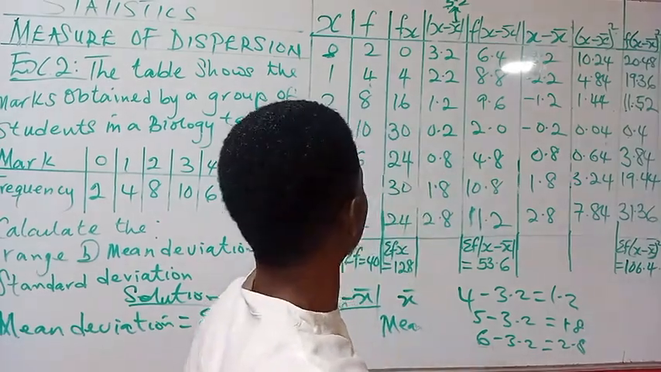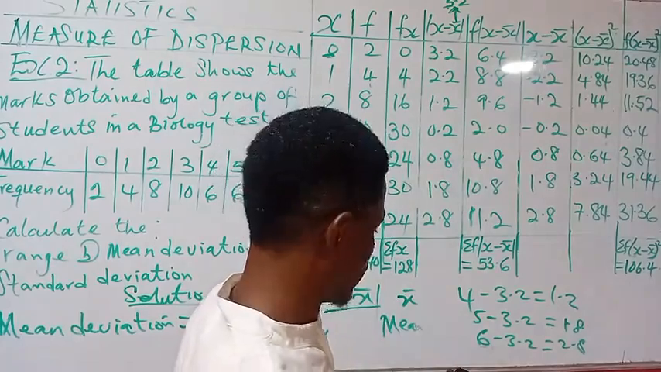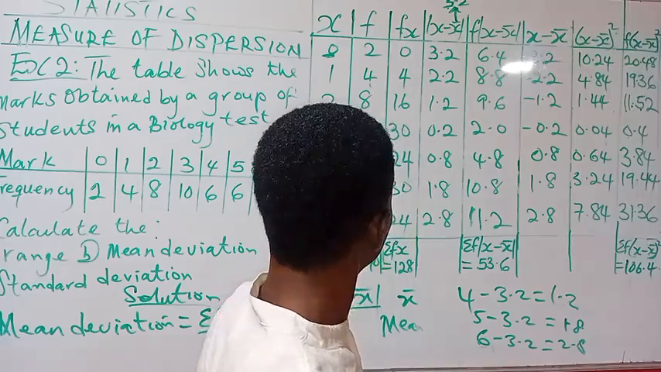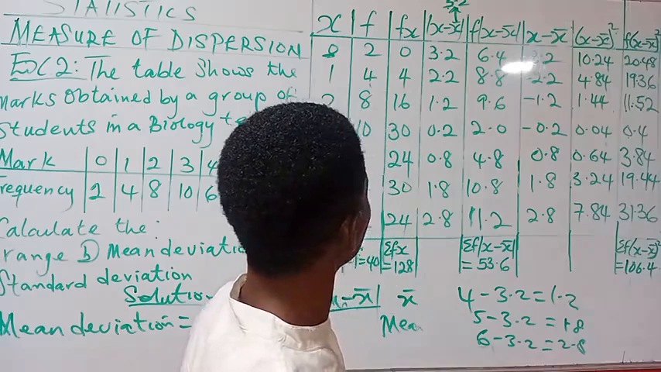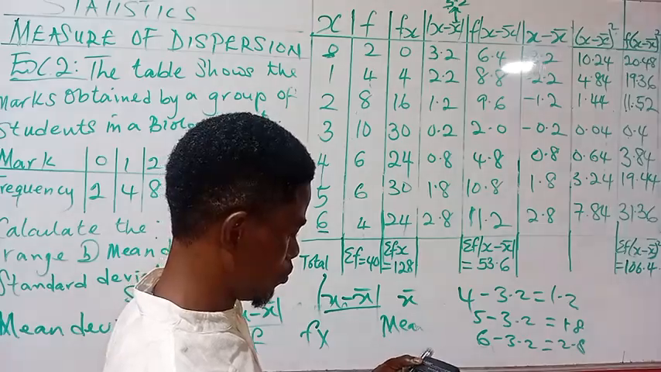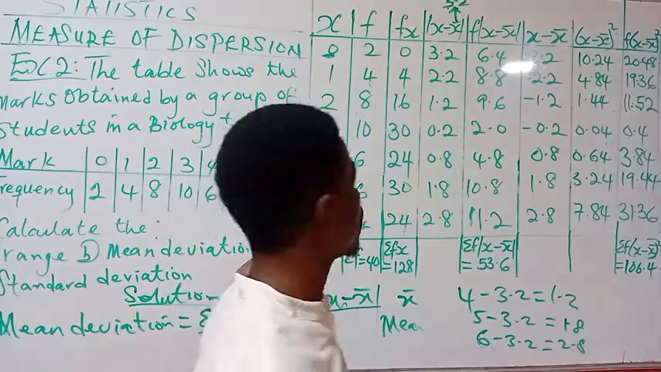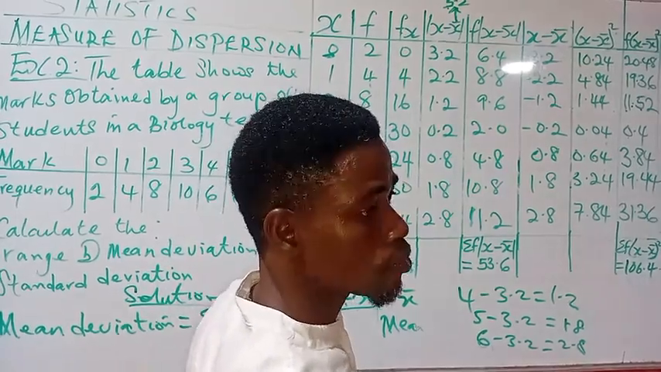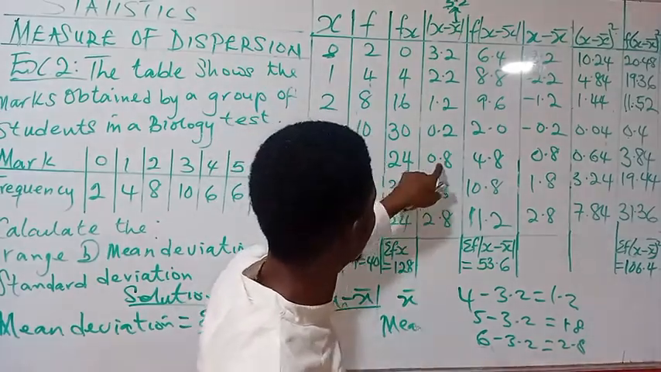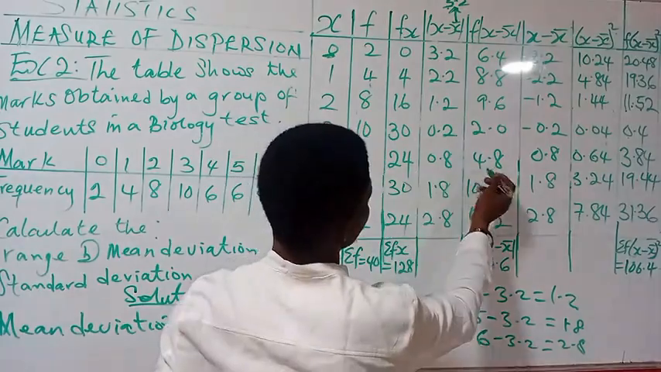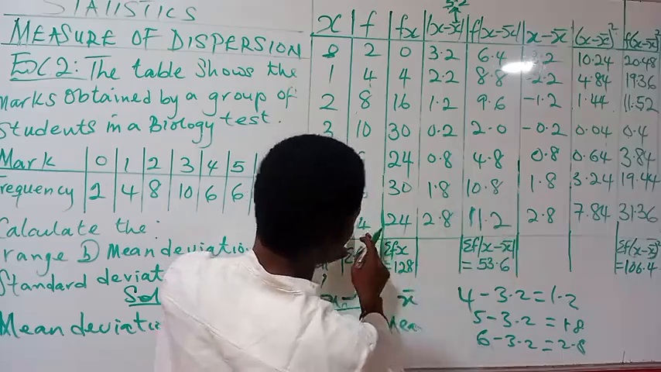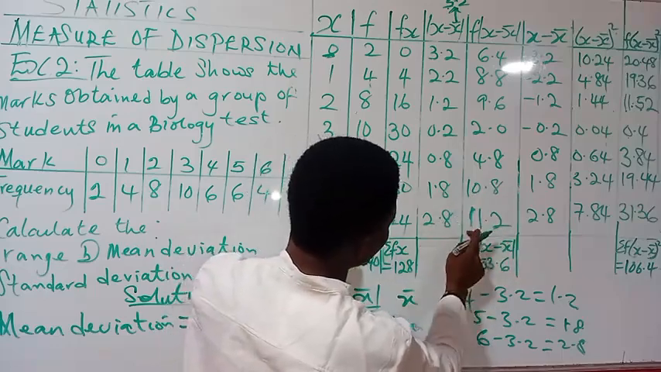4.8. Okay, we have 4.8. Then 6 times 0.8 will give you 4.8. 6 times 1.8 will give you 10.8. 4 times 2.8 will give you 11.2.